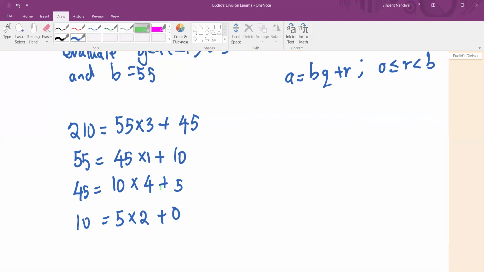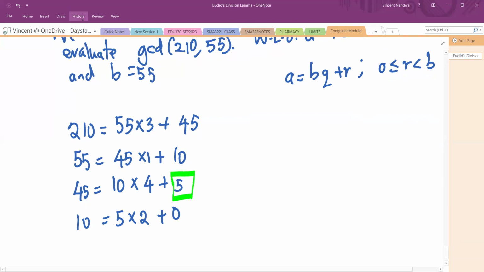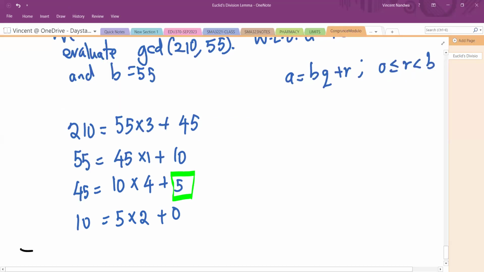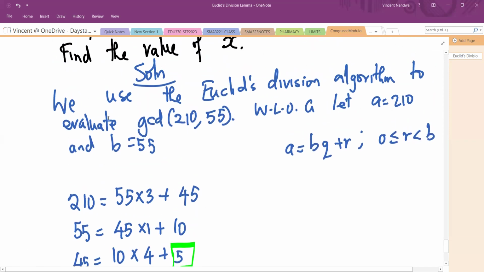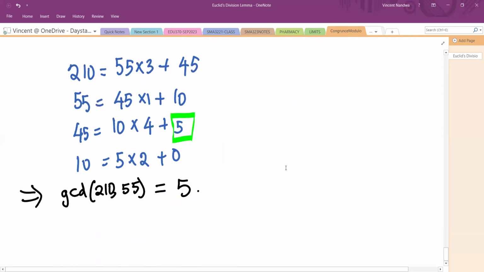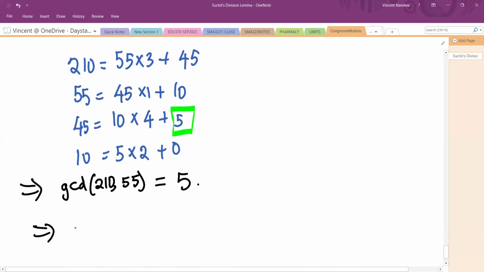So this previous non-zero remainder is the GCD of 210 and 55. So this implies that the GCD of 210 and 55 is equal to 5. And because we are told that the GCD is expressible in the form 55x minus 325, this means that this 5 is the same as the given, which is 55x minus 325.